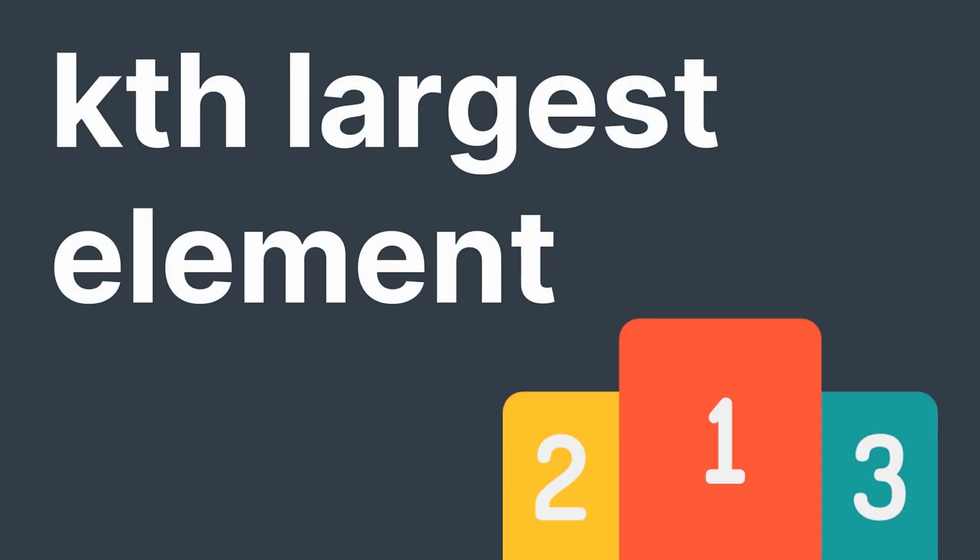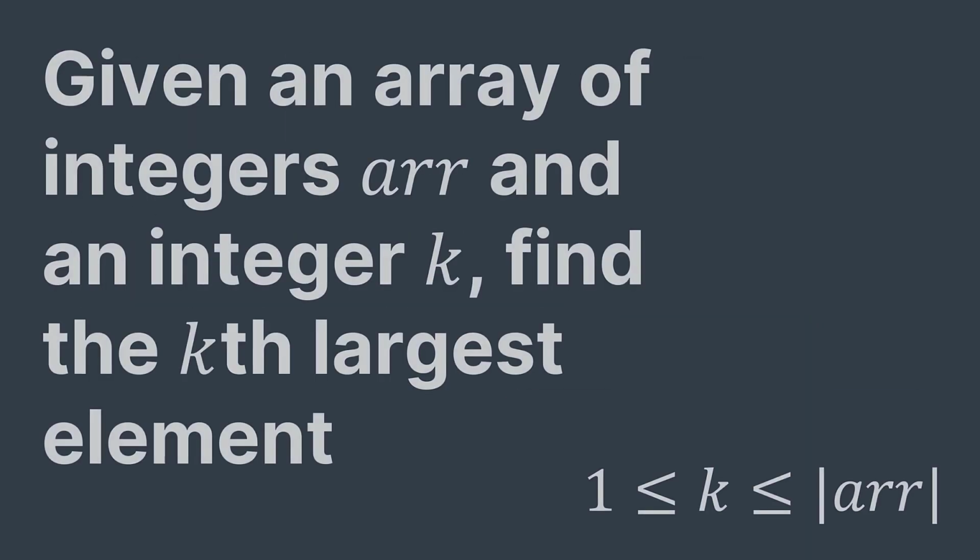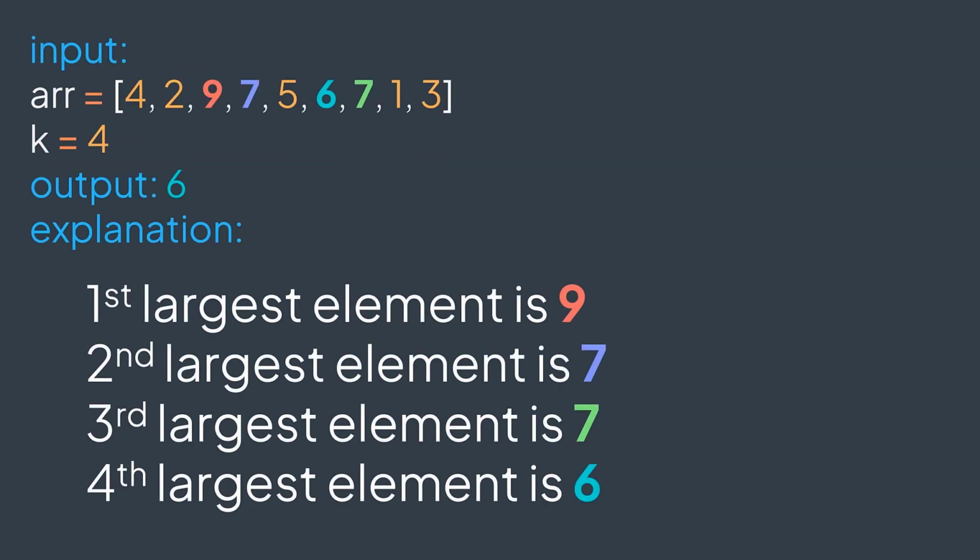Welcome back to the course. In this lecture, we will solve the kth largest element problem. We are given an array of integers and an integer k, and we are asked to find the kth largest element. For example, if we have R equal to 4, 2, 9, 7, 5, 6, 7, 1, 3, and k equal to 4, the output should be 6, because the largest element is 9, the second largest is 7, the third largest is 7, and the fourth largest is 6.